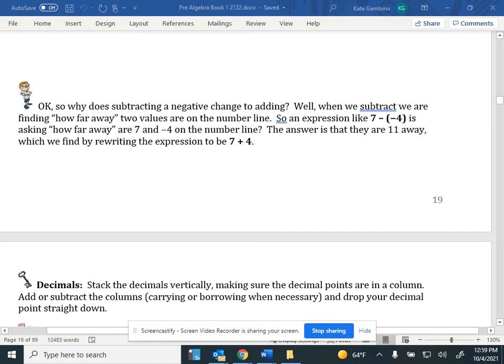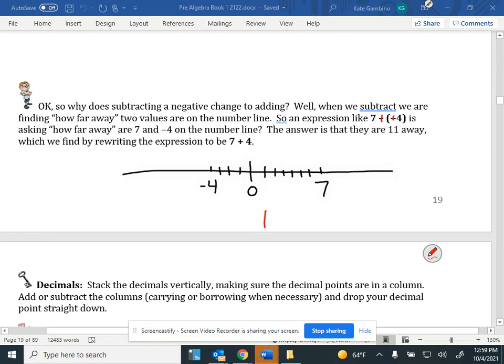What is their difference? So if we look at that number line, we start at 7. Here's our 0. And then we have negative 4. We want to know how far away they are. So if we say 7 minus negative 4, well, add a positive 4. They are 11 away from each other. Because 7 plus 4, we know gives us that 11.